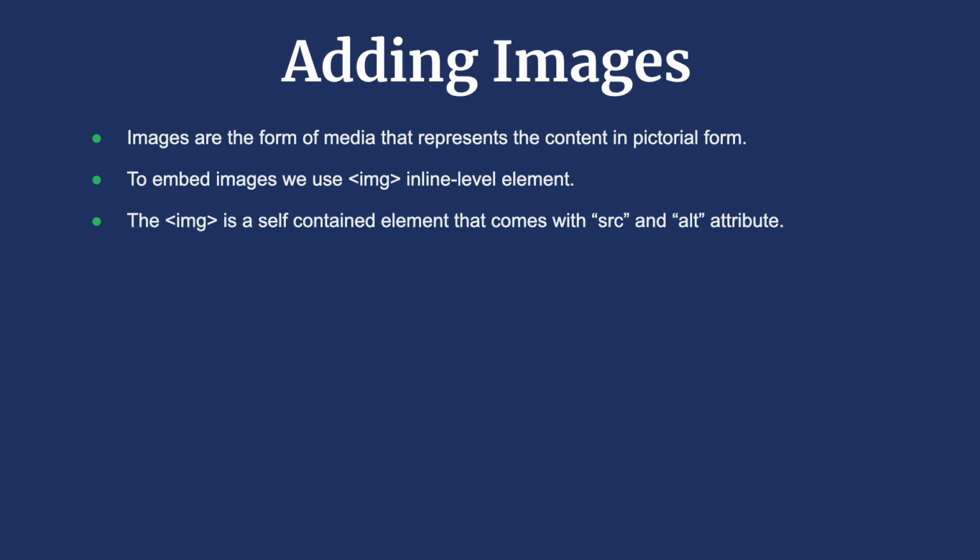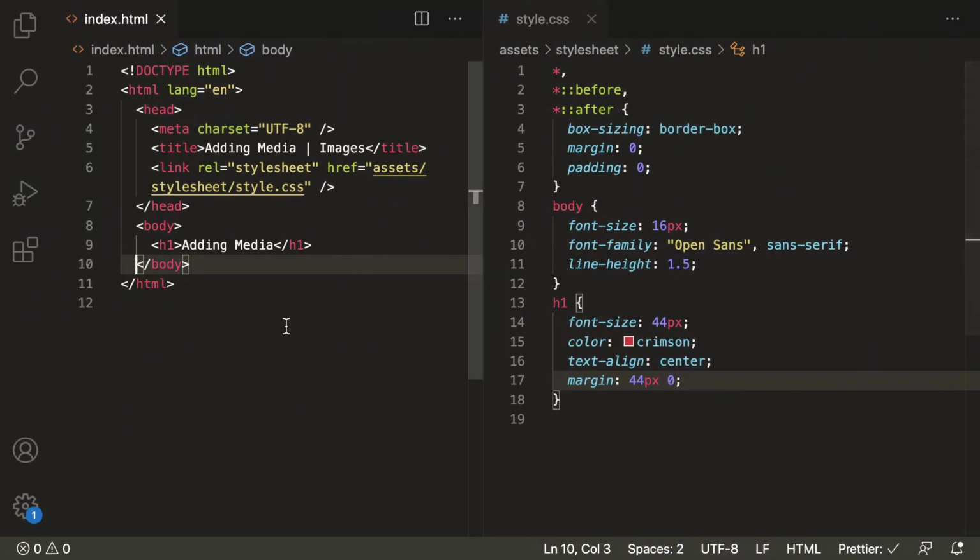Images are a form of media that represents our content in pictorial form, and they also enhance the design of the page. We already know that to embed an image we use the img inline-level element. So let's have one img element on our page. Right now I have taken one index.html file with the standard HTML document, and inside the style.css file we have a few normal styles.